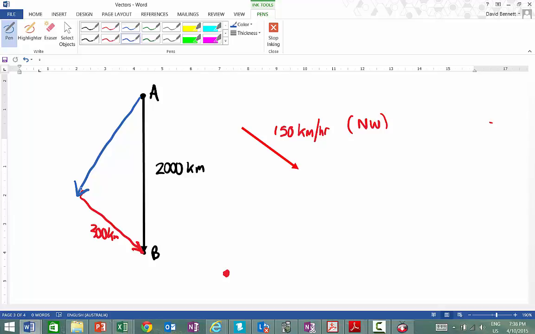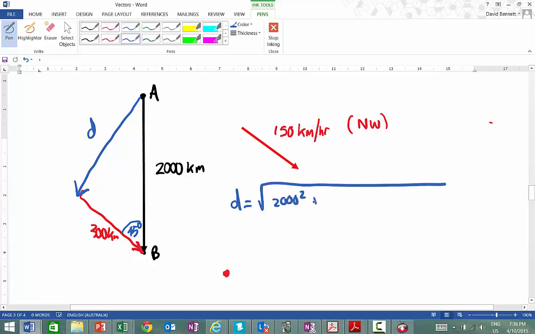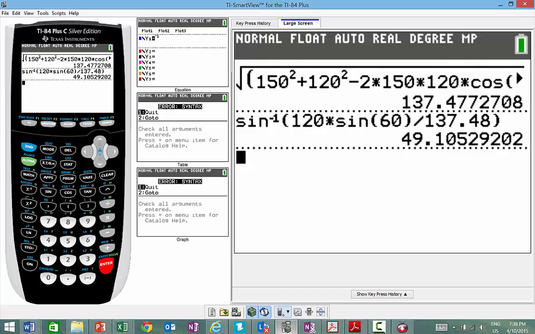Now the key thing is we need to know some angles here. We know this angle here is in fact equal to 45 degrees. It's coming from the northwest. So again, the same process as what we did before. We want to find this distance D. We use the cosine rule. So that's simply going to be 2,000 squared plus 300 squared, take 2 times 2,000 times 300 cosine of 45. That will allow me to work out my D value.